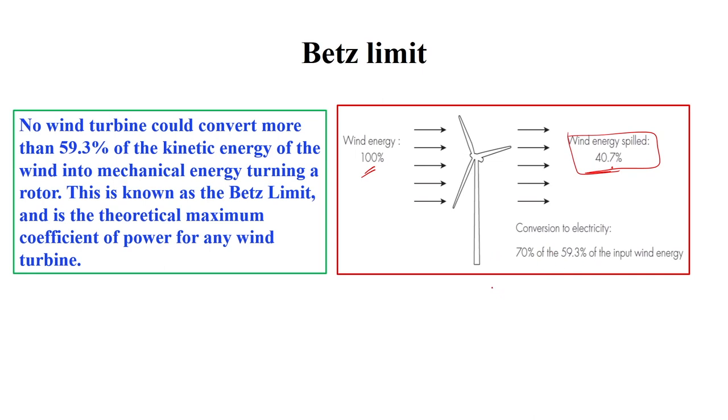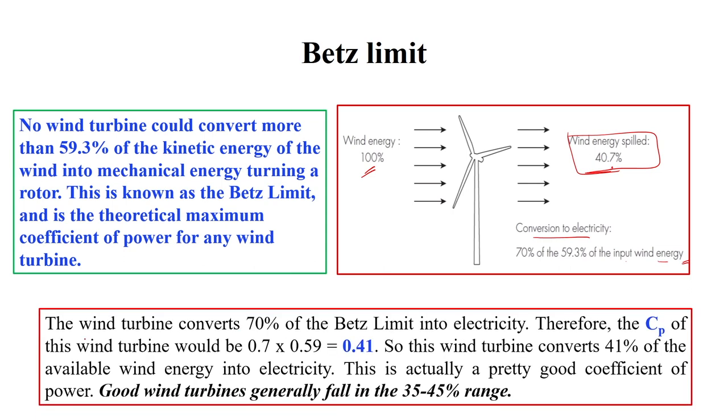So, for our understanding, let us take a case of conversion to electricity. If we consider 70% of the Betz limit of the input wind energy being converted to electricity, then how much equivalent Cp will we get? Let us take this example. The wind turbine converts 70% of the Betz limit into electricity. Therefore, Cp of this wind turbine could be 0.7 multiplied by 0.59, which is equal to 0.41. So, this wind turbine converts 41% of the available wind energy into electricity. So, straight away we got the idea, and this is actually a pretty good coefficient of power. Good wind turbines generally fall in the range of 35% to 45% Cp value, right. So, this range we should keep in mind.